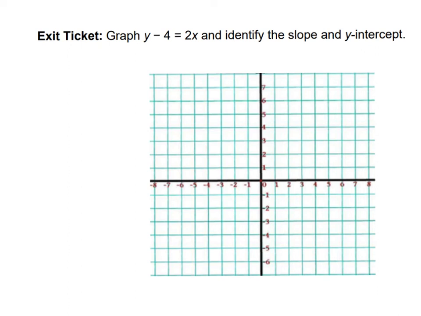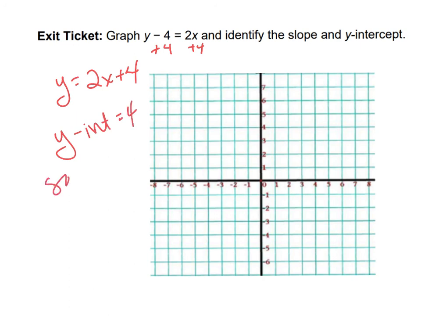Last one, let's do it again. Y minus 4 equals 2x. I am going to add 4 to both sides. So I get y equals 2x plus 4. Y-intercept is 4. Slope is 2, so 2 over 1. Y-intercept first. 2 over 1, so I'm going to go up 2 to the right 1. 1, 2, right 1.